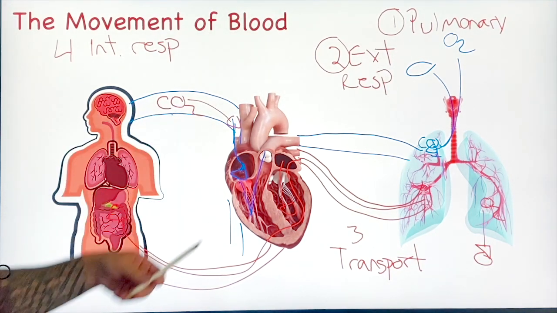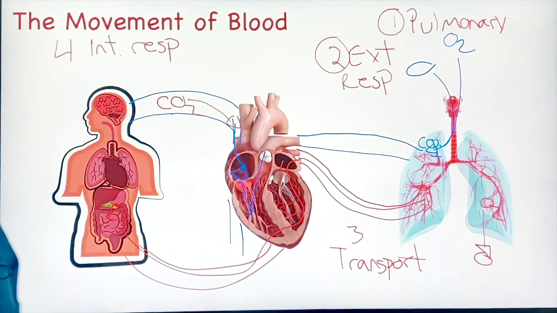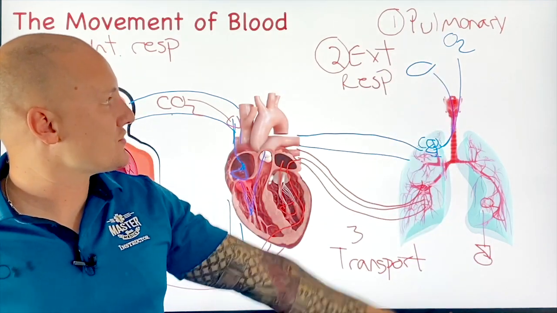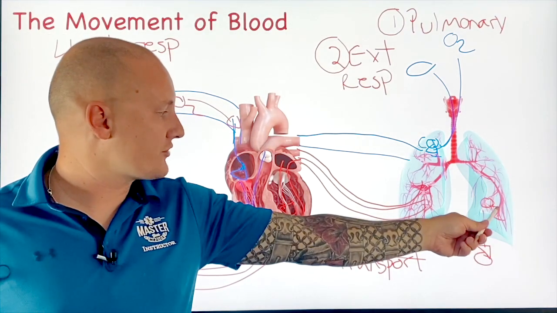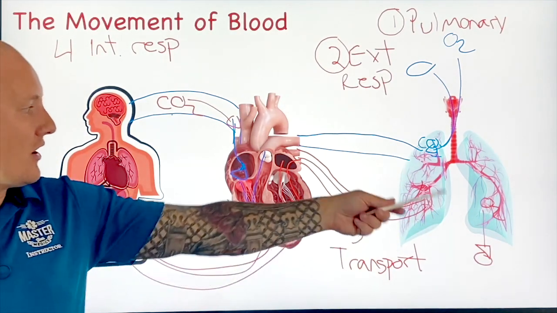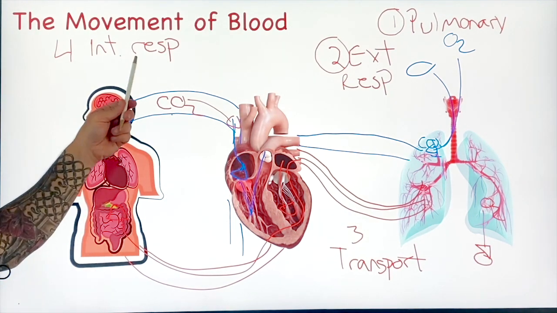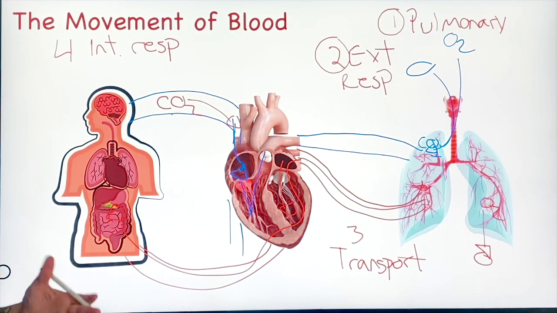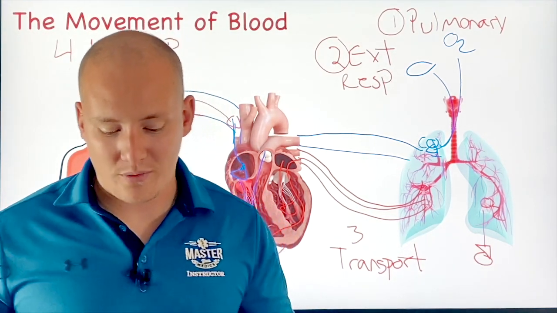So those are the four big pieces, or the circular map that we have here, the movement of blood. We have pulmonary ventilation, which is the ventilation of oxygen and CO2. We have external respiration, which is the transfer of oxygen to those red blood cells. We have three, the transport of those red blood cells' oxygen throughout the body. And then finally four, we have internal respiration, the oxygen going from the red blood cells into the cells themselves in order to be used as energy, for cellular respiration. So those are the four pieces.